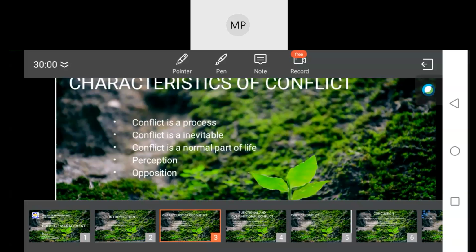First one, conflict is a process. Conflict occurs in layers. First layer is always misunderstanding. The other layers are differences of values, differences of viewpoint, differences of interest, and interpersonal differences. It is also called a process because it begins with one party perceiving the other to oppose or negatively affect its interest and ends in competing, collaborating, compromising, or avoiding.